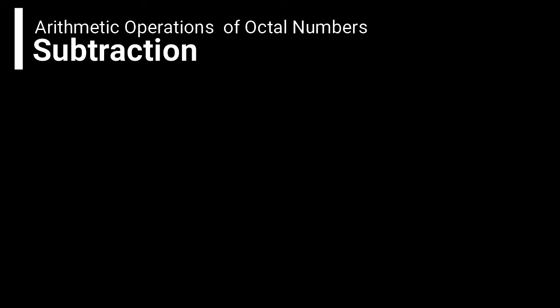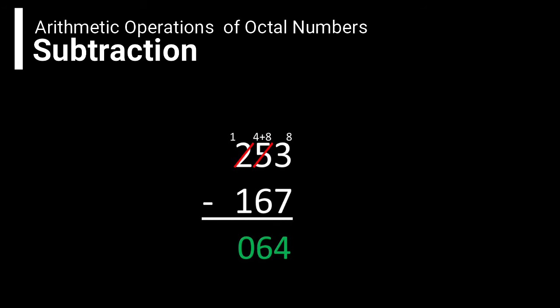Similarly, we may execute octal number subtraction in the same way that we do decimal number. However, you can only borrow the number 7, which is the maximum digit allowed in octal number system. For example, we have 253 minus 167.